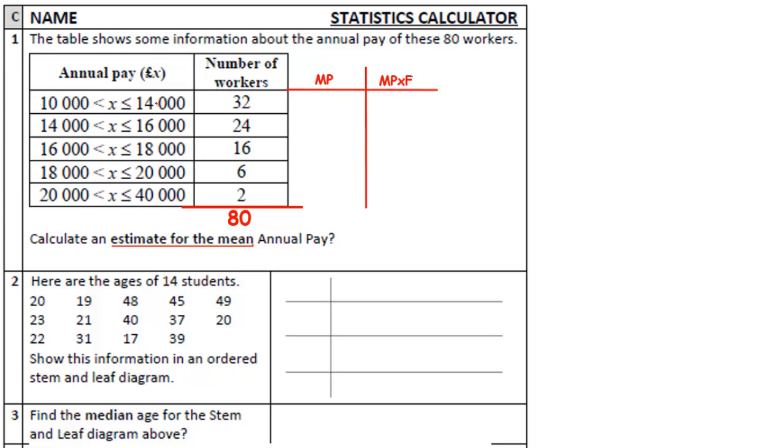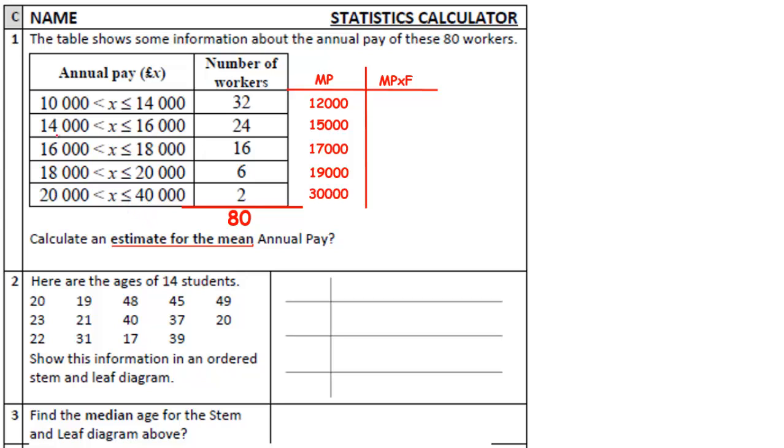This one's not tricky, the numbers are just bigger. 10,000 and 14,000: what's halfway between 10 and 14? It's going to be 12, so it's 12,000. 14 to 16, halfway between that is 15,000. So you need to be really careful as you go through these. 16 and 18, that's going to be 17,000. 18 and 20, that's going to be 19,000. 20 and 40, that's going to be 30,000.